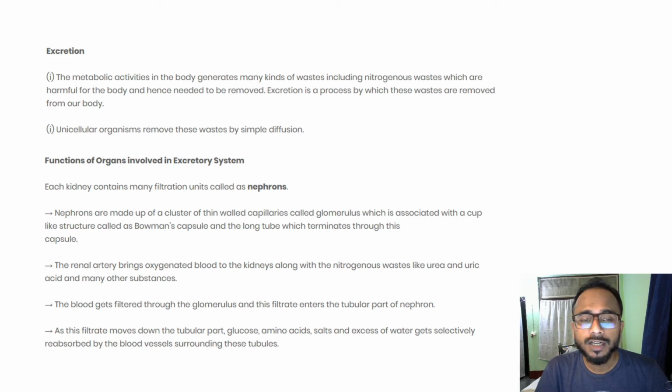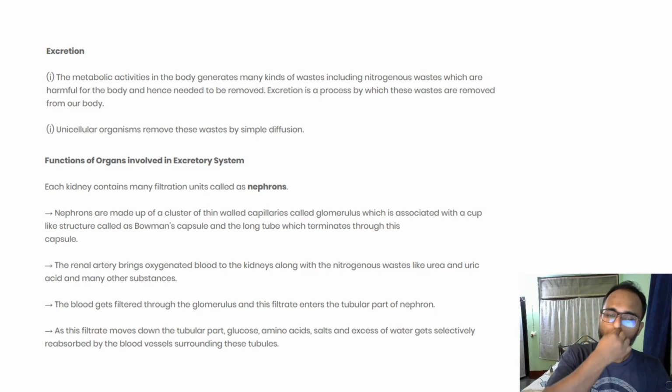The blood gets filtered through the glomerulus, and this filtrate enters the tubular part of the nephron. As this filtrate moves down the tubular part, glucose, amino acids, salts, and excess water get selectively reabsorbed by the blood vessels surrounding these tubules. So when water is filtered through the nephrons, it contains many important things like glucose, amino acids, and salts. After filtration, all the good things are reabsorbed by the blood vessels, and the waste, that is urea and uric acid, which is harmful for us, will be released.